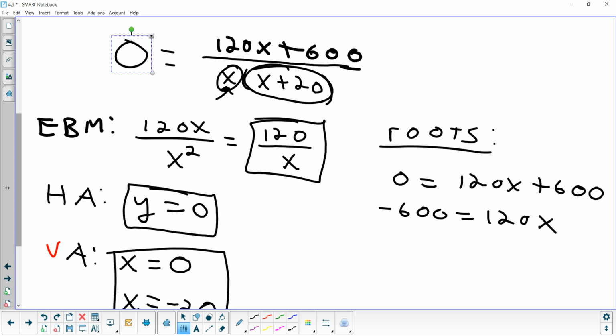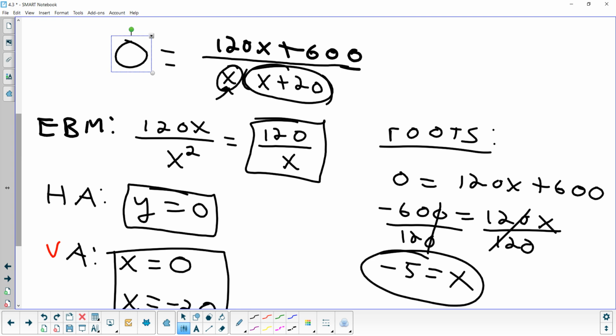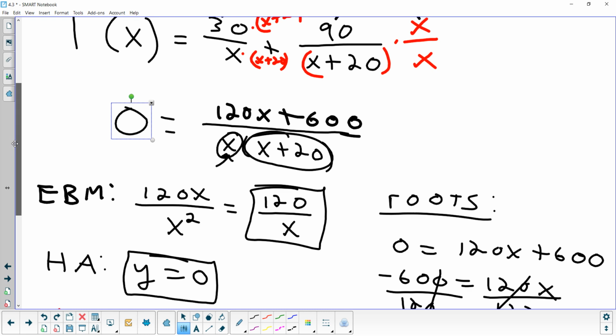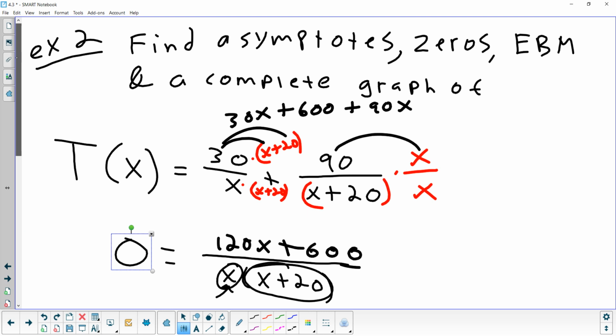And Zach, what would be my last step to get x by itself? Divide by 120. That's gone. And what do I get for an x value for the root? Yeah? Negative 5. So in other words, if you plug in negative 5 for x, you will get 0 for y. And that's the definition of a root. And that's everything they wanted.